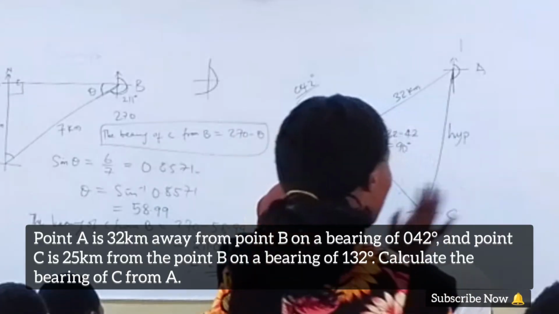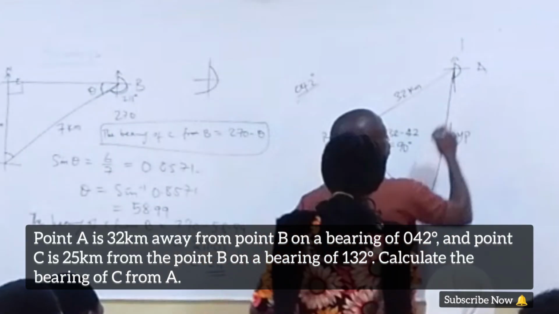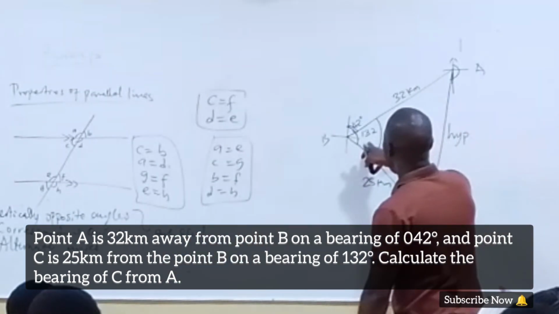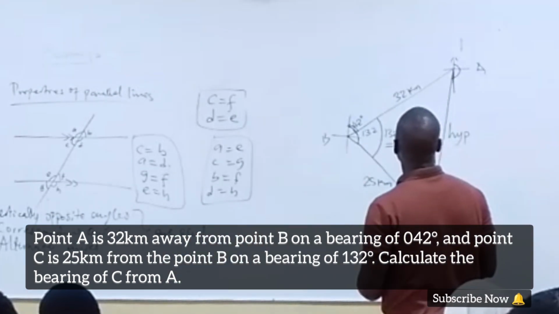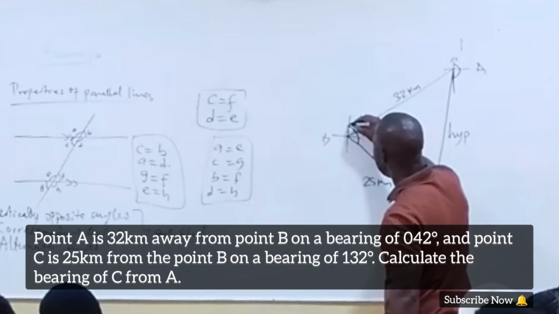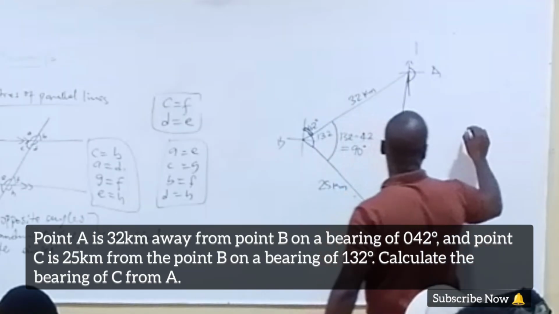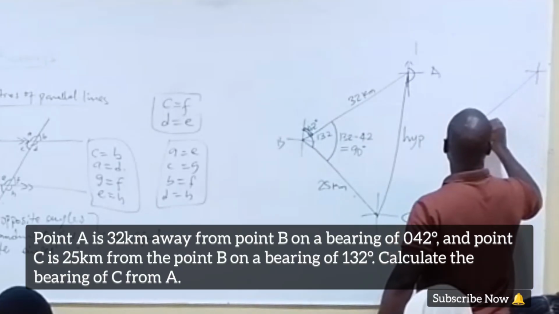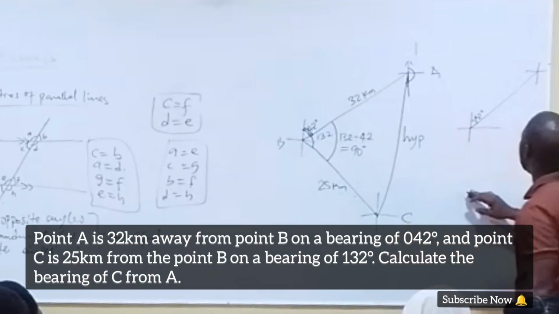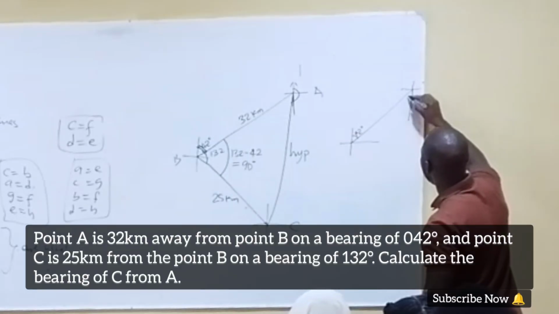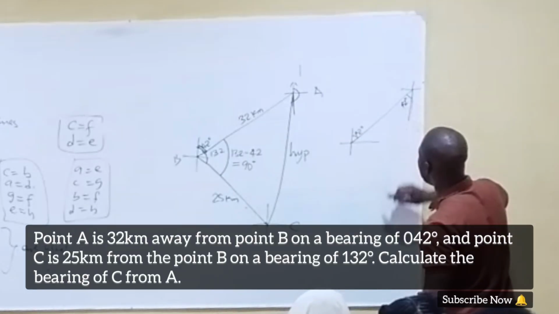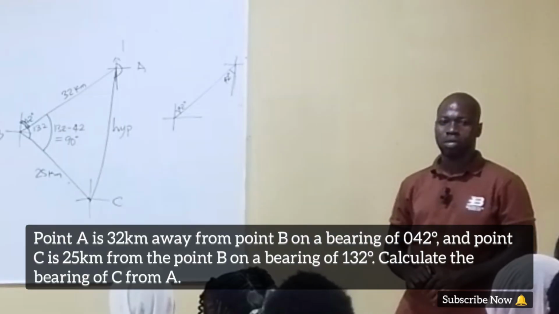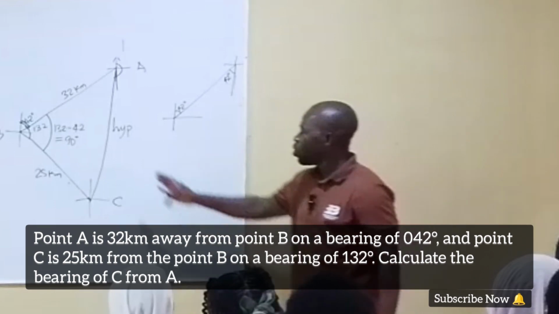Because we are looking for the bearing, this is where parallel line characteristics come into play. You notice that this is 42 degrees. This is B. Let's look at B to A. If this is 42 degrees, it also means that this place is going to be 42 degrees. What is that? Alternate angle. So we might need to apply it here.